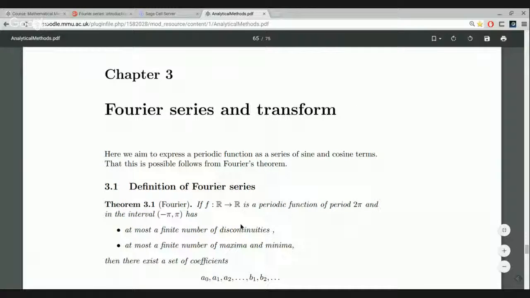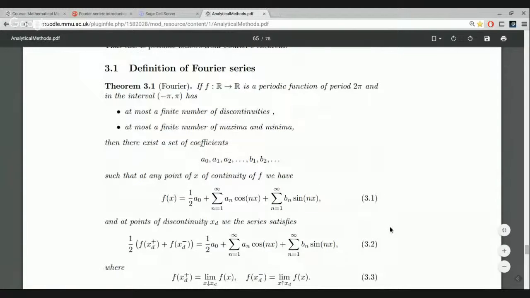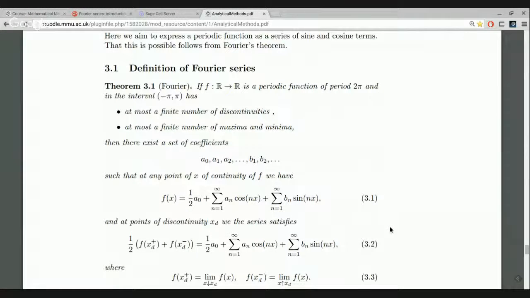If we look here at the first page of the chapter, we've got the definition of Fourier series. We're describing this as a theorem because it gives you the conditions on the functions that are in the vector space of functions.